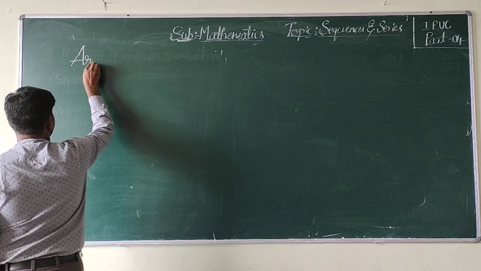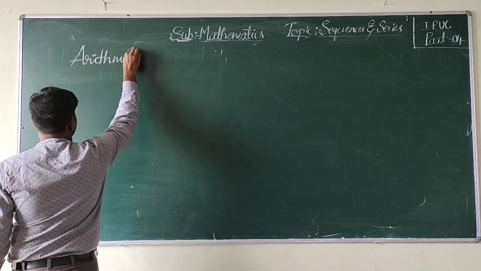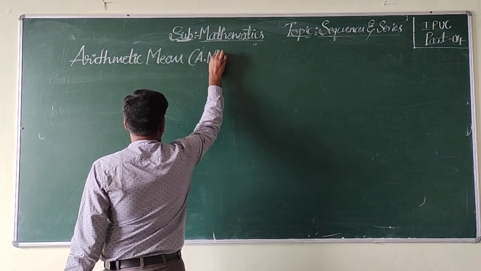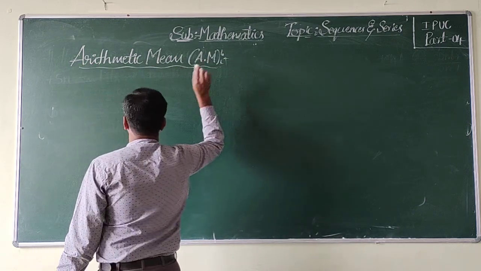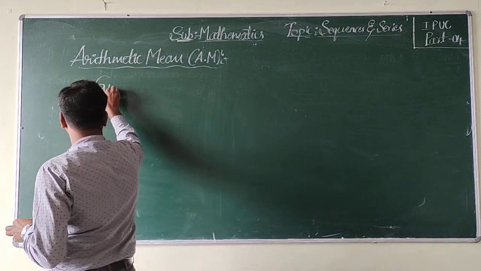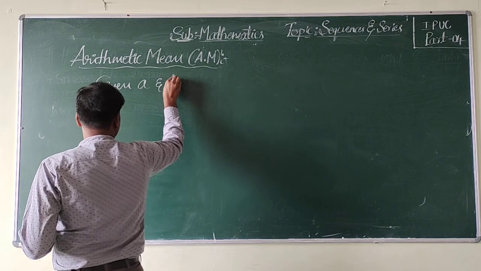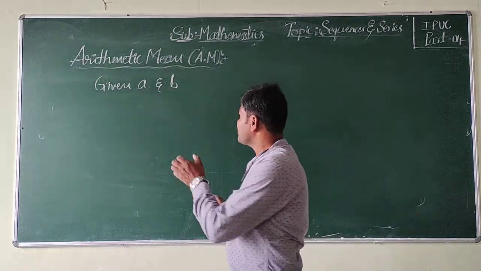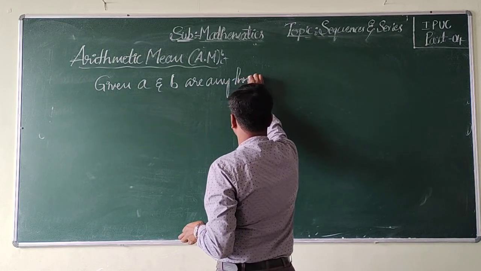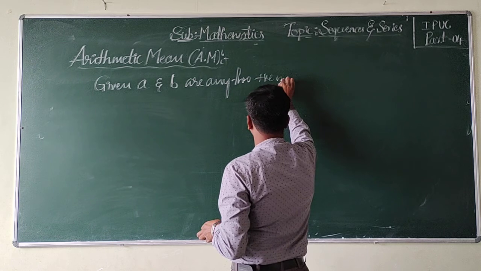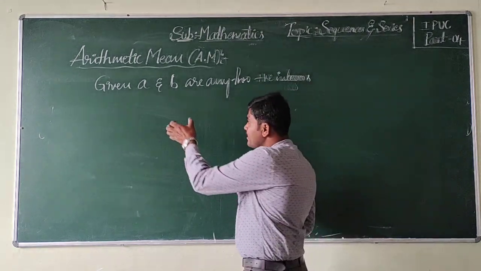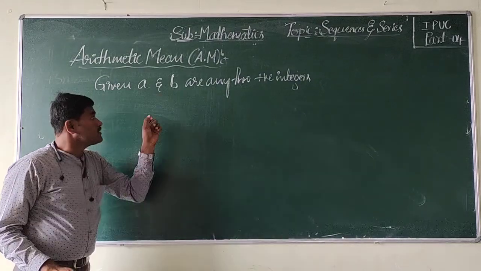Next is arithmetic mean. See, arithmetic mean of A and B. Here A and B are two positive integers given, any two positive numbers. Keep in your mind that A and B are any two positive integers. We can insert one more number between them so that the resulting sequence represents an arithmetic progression.